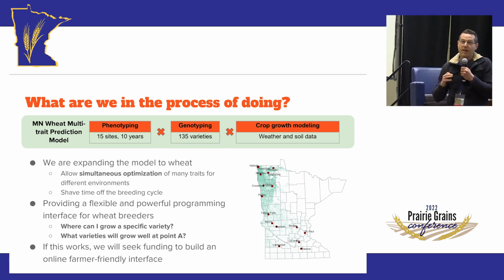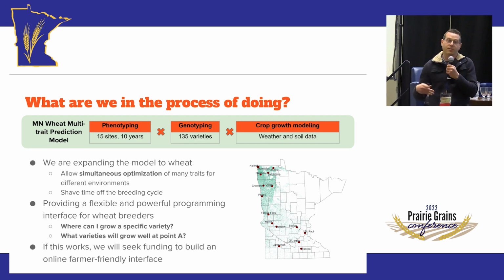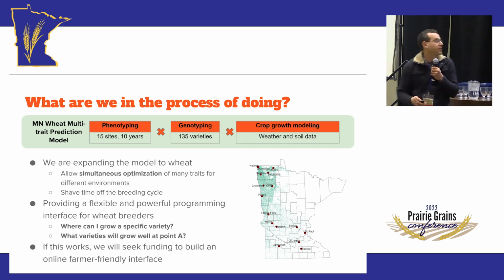Genotyping, they've got information for 135 varieties. Some of these are commercial, some of these are Jim's lines, and they've gotten permission to use those as well. Plus, there are several more that they're still waiting for information from the commercial companies, basically to get permission to use them. And of course, we have the weather and soils data.